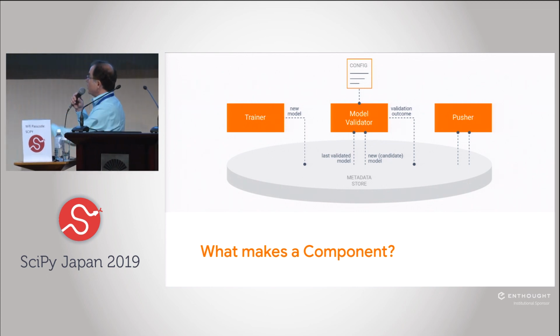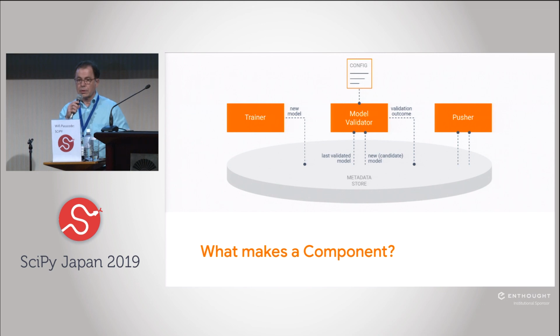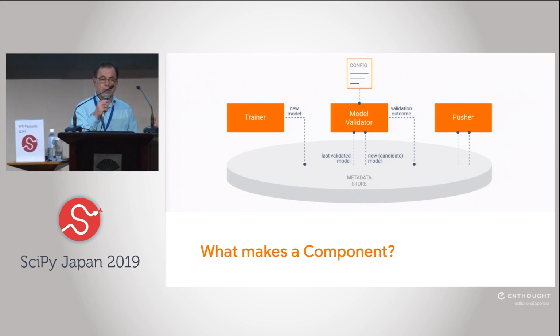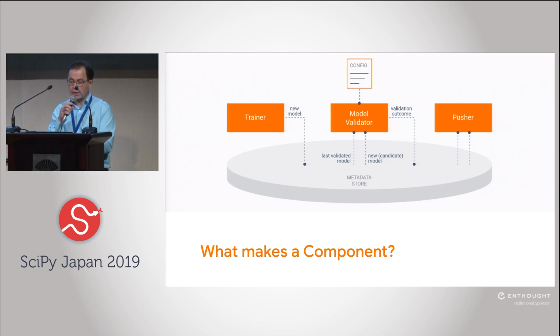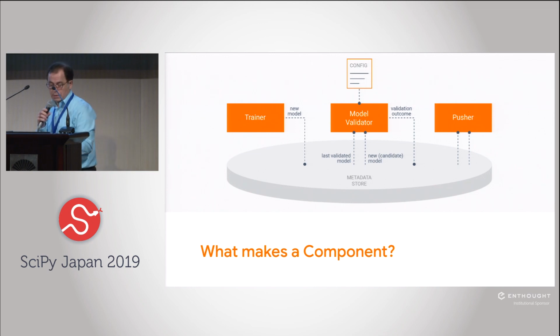So components read from and write to the metadata store. That's how data flows through the pipeline. So in this example, we have trainer who's writing a new model into metadata. We have model validator that's reading that new model, comparing it with the last one that was done, and then writing its result. And we have pusher that is taking that result.